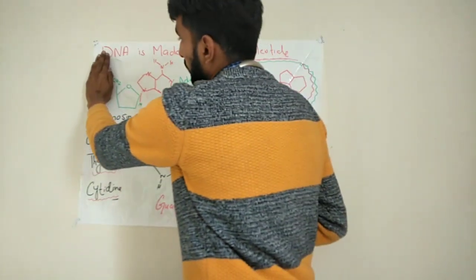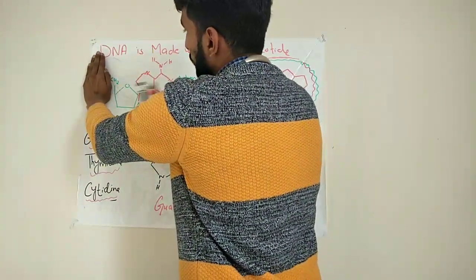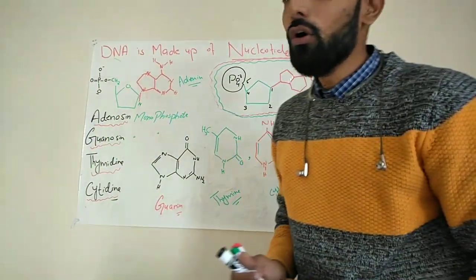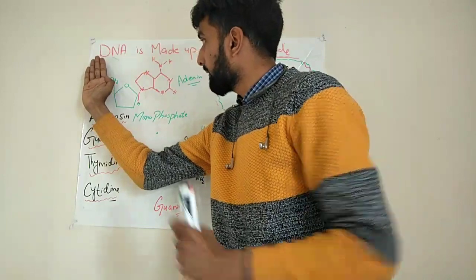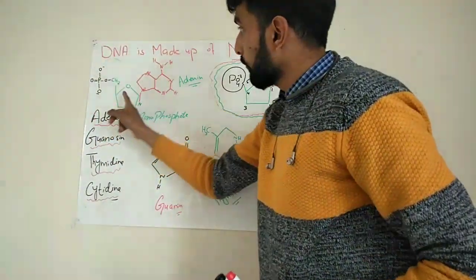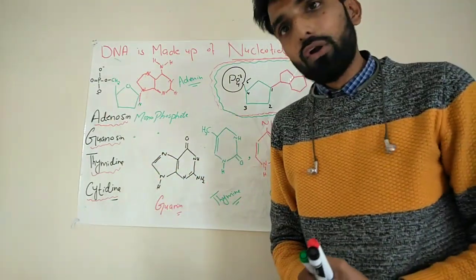Or if we remove the phosphate, now it will be called adenosine only, not monophosphate. And now it is not a nucleotide, it is a nucleoside. If the phosphate group is not present, it will be adenosine, that is a nucleoside. But adenosine monophosphate is a nucleotide.